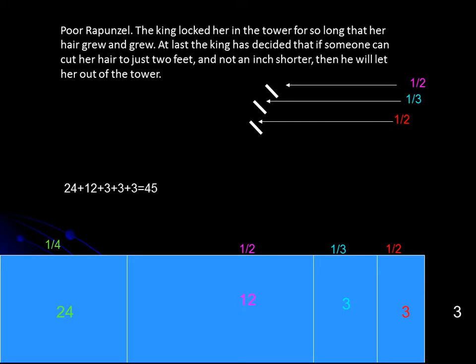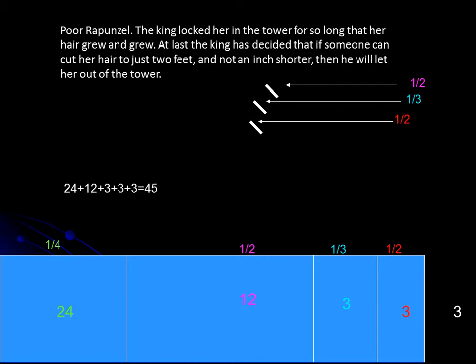Okay, this one is Alexis's PowerPoint, but she isn't feeling good. Poor Rapunzel. The king locked her in the tower for so long, her hair grew and grew. At last, the king had decided if someone could cut her hair just 2 feet, that should say 3 feet, but we'll ignore that, and not an inch shorter, he will let her out of the tower.